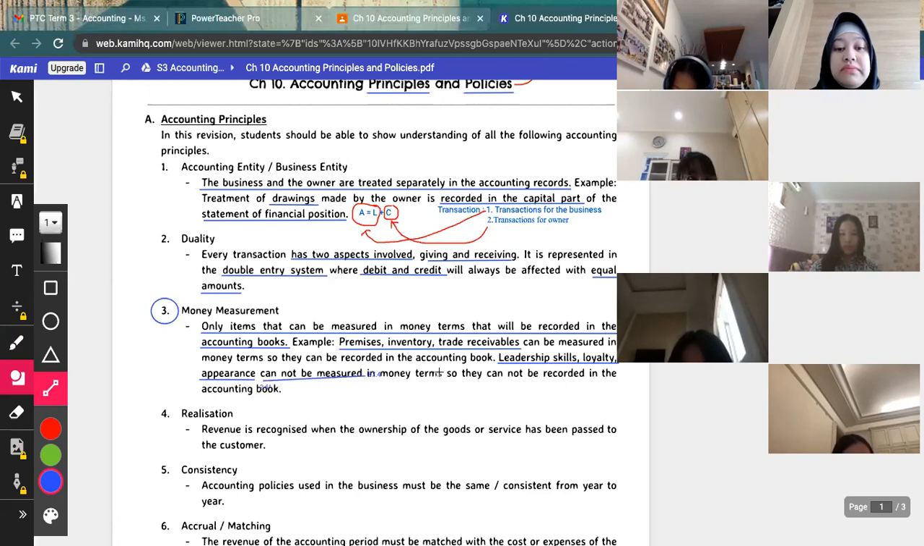So leadership skills, loyalty and appearance cannot be measured in money terms, so they cannot be recorded in the accounting books. You will never see that in the statement of financial position. But once again, it brings value to the business. We sometimes call it an X factor.